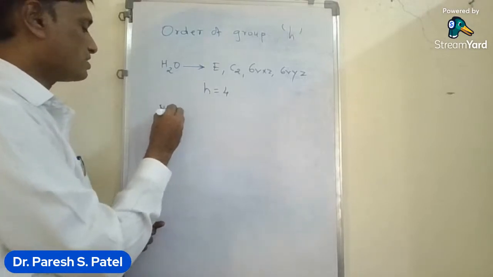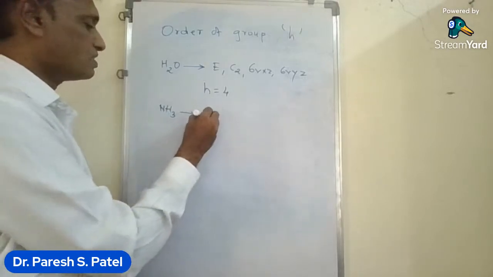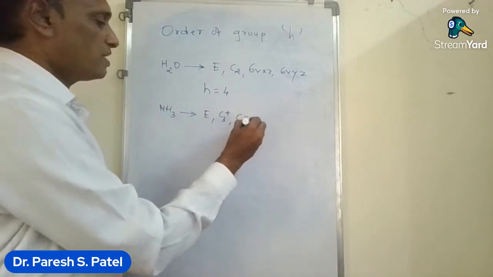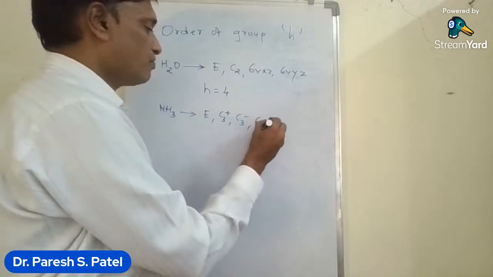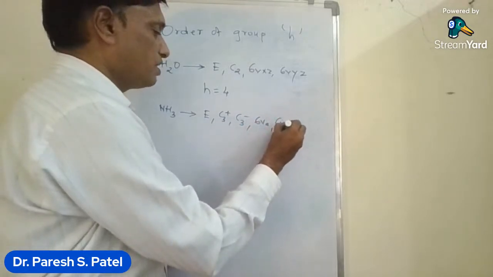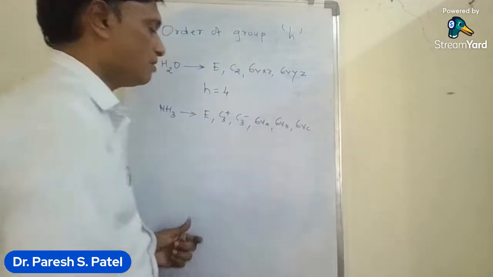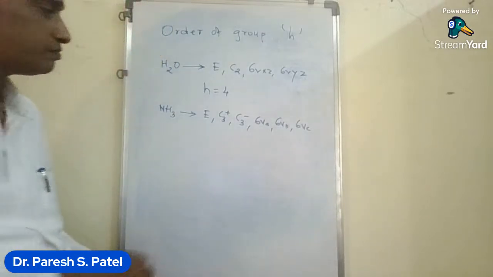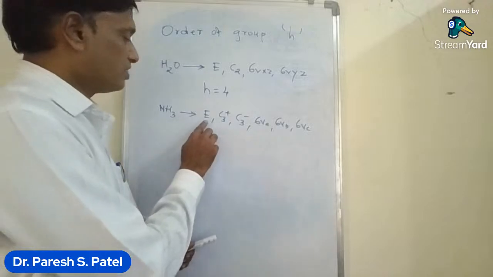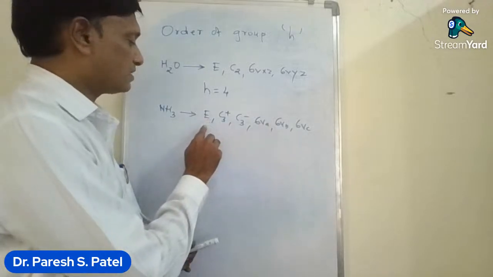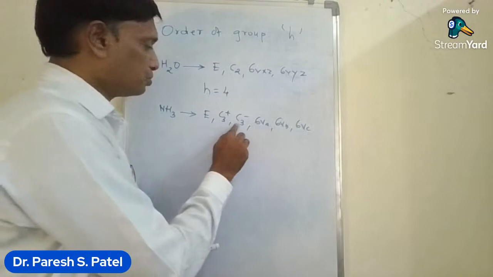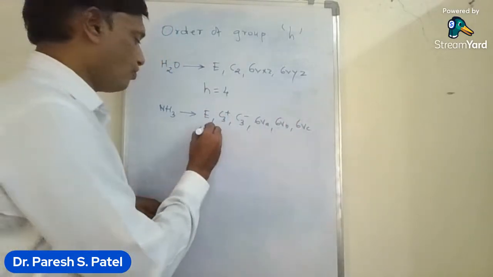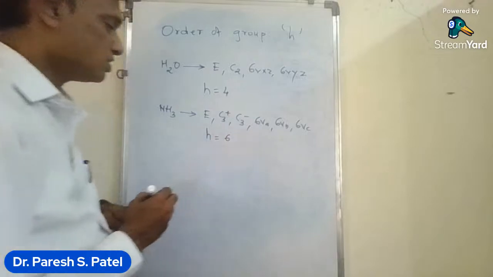Second molecule is ammonia molecule. Ammonia molecule consists of E, C3 plus, C3 minus, sigma va, sigma vb, and sigma vc symmetry elements. It means in case of ammonia molecule, the number of symmetry elements is 1, 2, 3, 4, 5, and 6. It means order of a group for ammonia molecule is equal to 6.